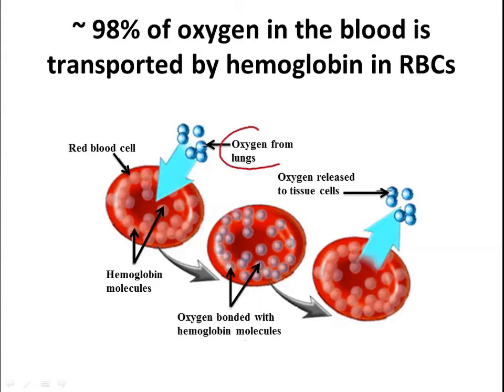In the lungs, oxygen diffuses into the red blood cells and binds to hemoglobin inside the red blood cells. The red blood cells are then transported to the tissue via the blood. And in the tissue, the hemoglobin releases the oxygen to meet the metabolic needs of the cells in that tissue.